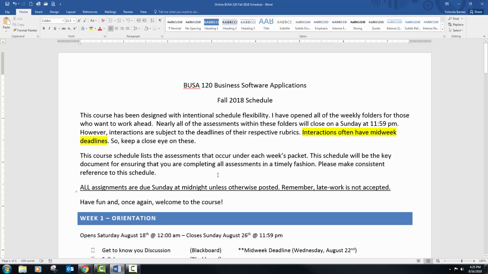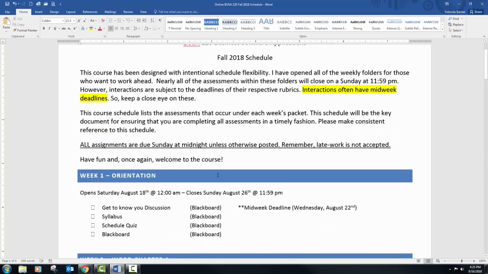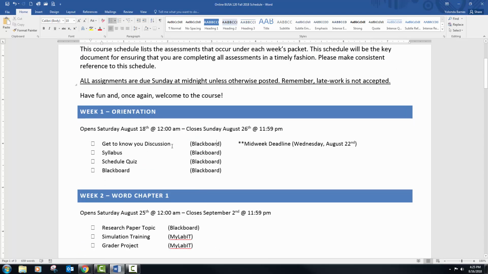All homework is normally due on a Sunday evening at 11:59 or midnight. However, some things are due midweek. And those you will notice, for example, in week 1, I have a meet and greet. You get to meet and greet and know each other, and so that's a discussion board that's due on Wednesday, midweek. So I have made sure that any discussion boards that are due midweek are noted. You will also notice that I've put in where your homework is due.